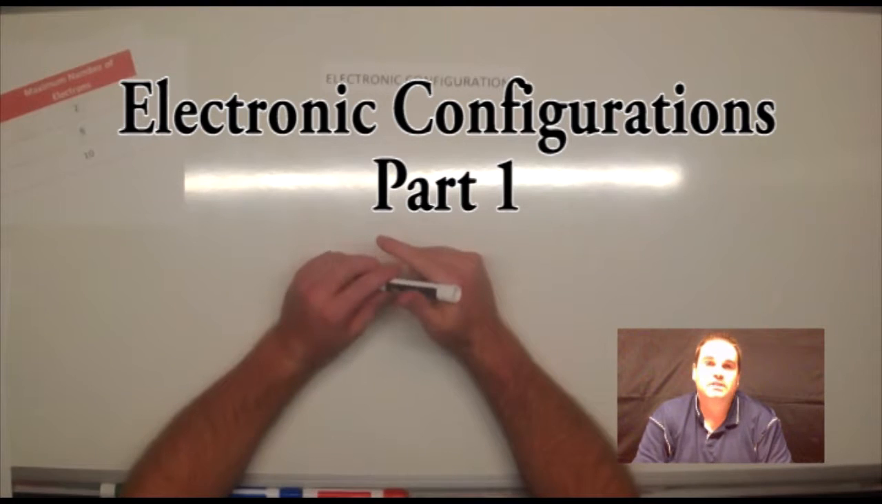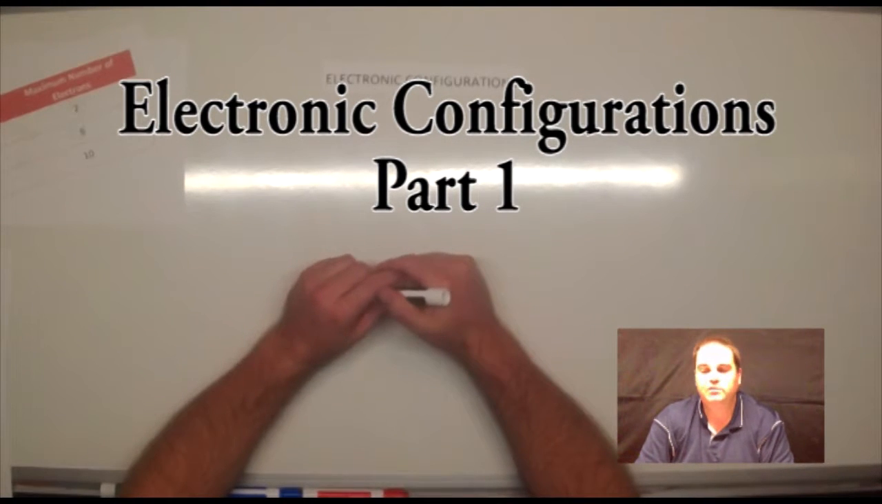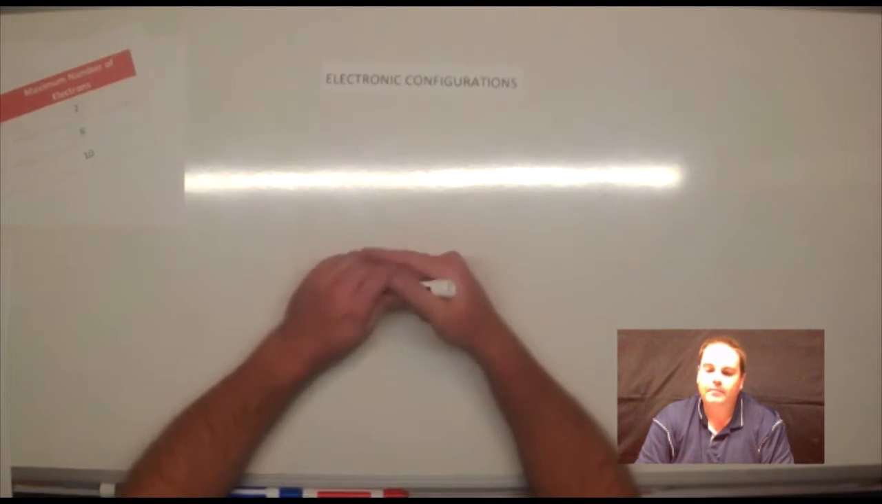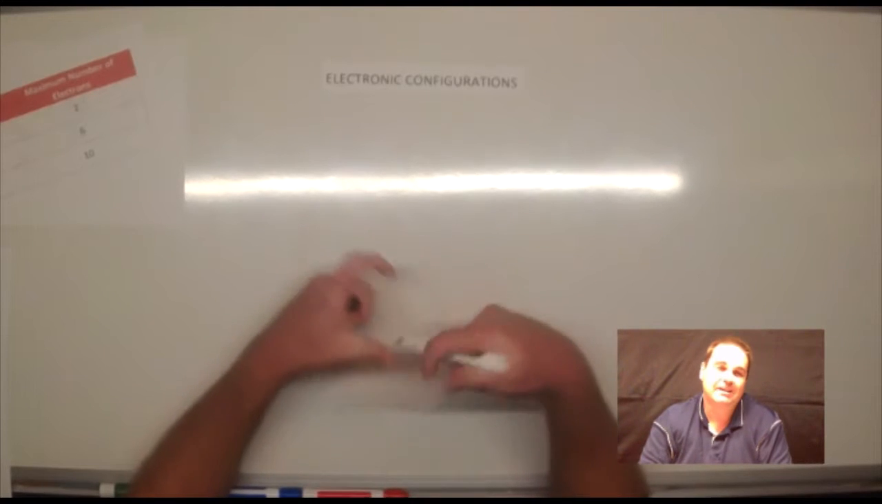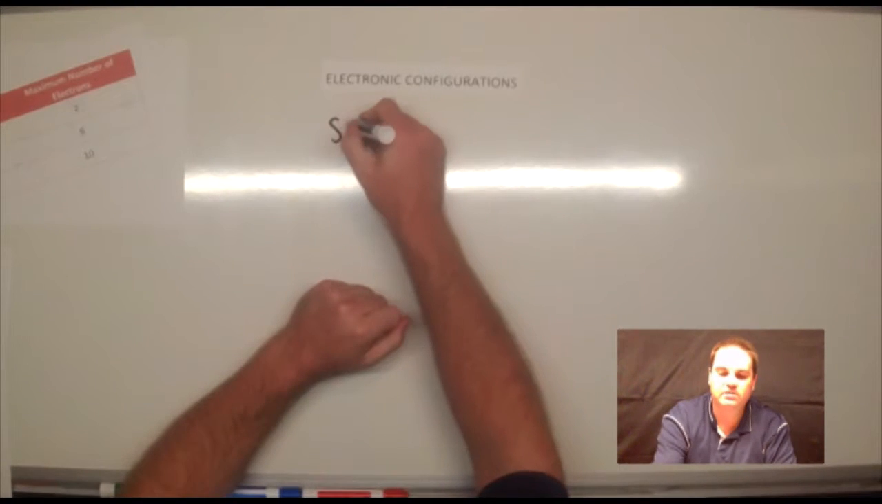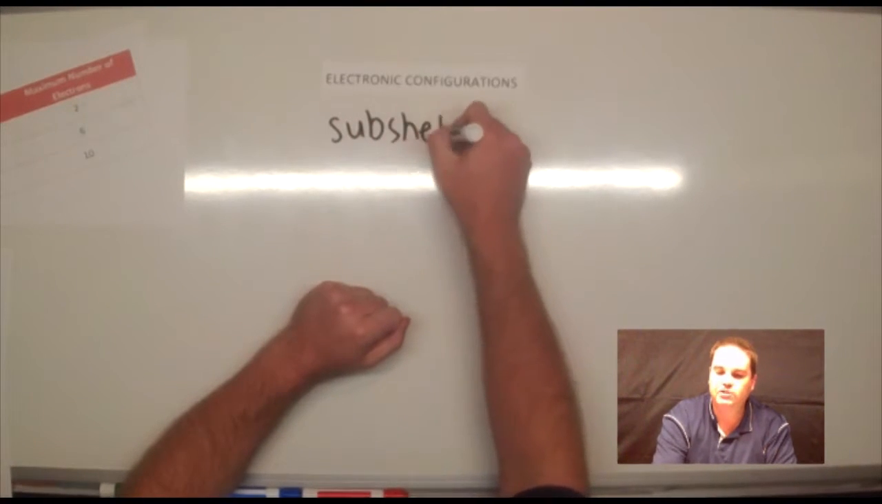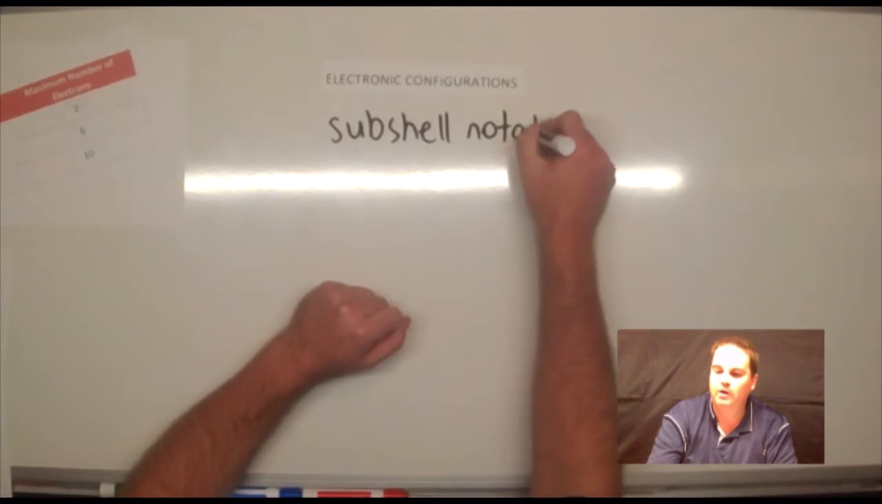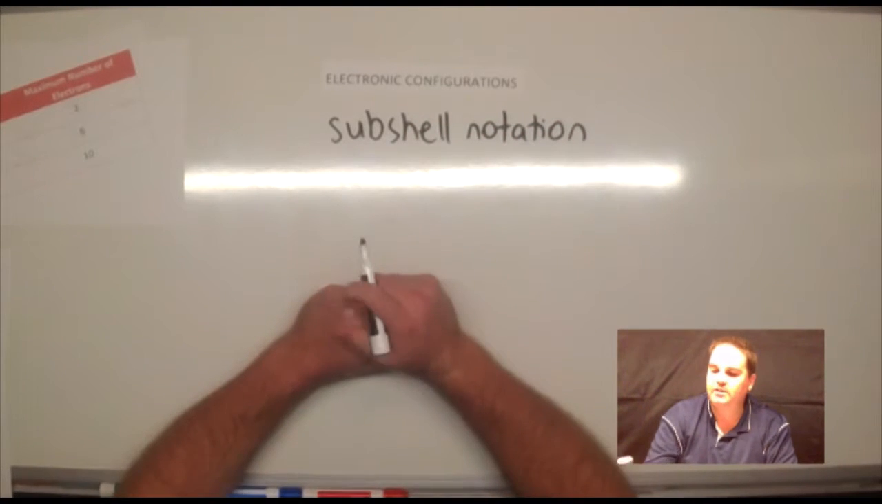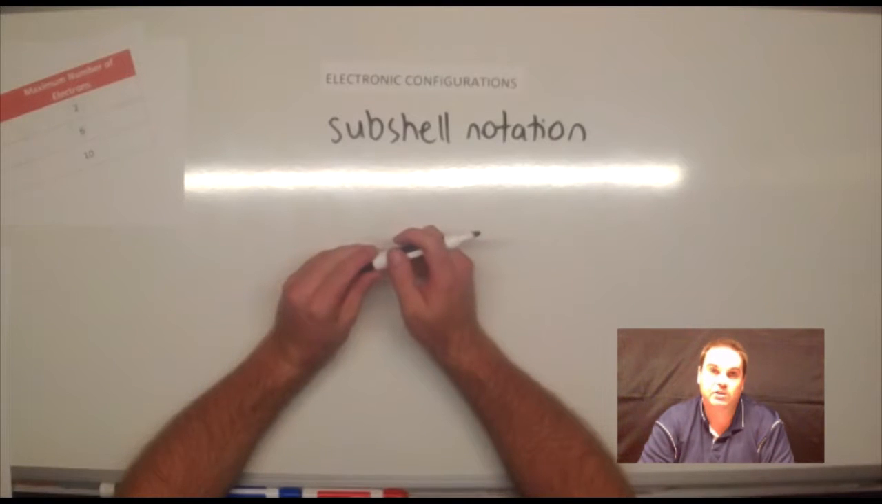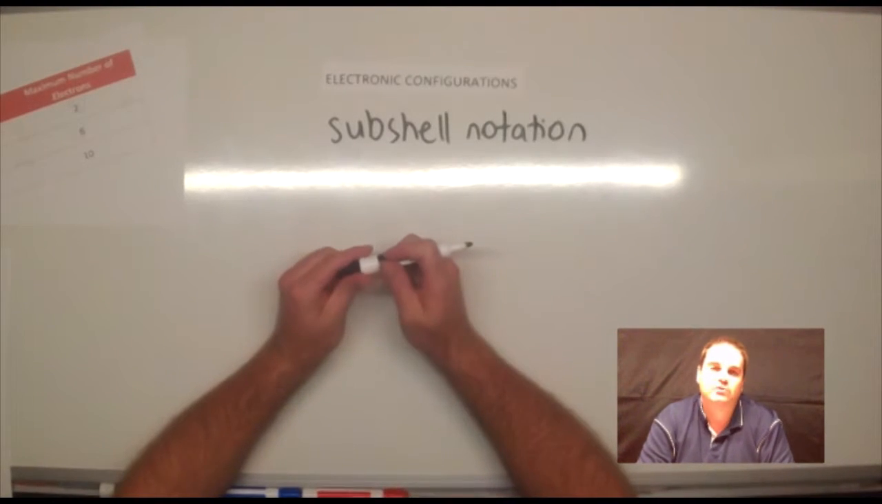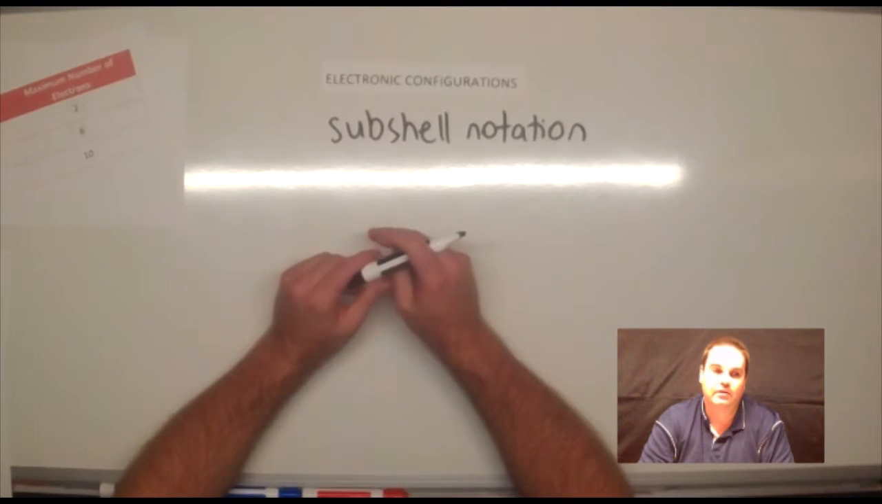Hi guys, welcome to this video. This one's going to be all about electronic configurations. Electronic configurations you'll sometimes hear referred to slightly differently as well. Sometimes you hear it called subshell notation. So in the exam, if they ask you a question to write the subshell notation for a particular atom or ion, it's doing the electronic configuration. It's exactly the same kind of thing.